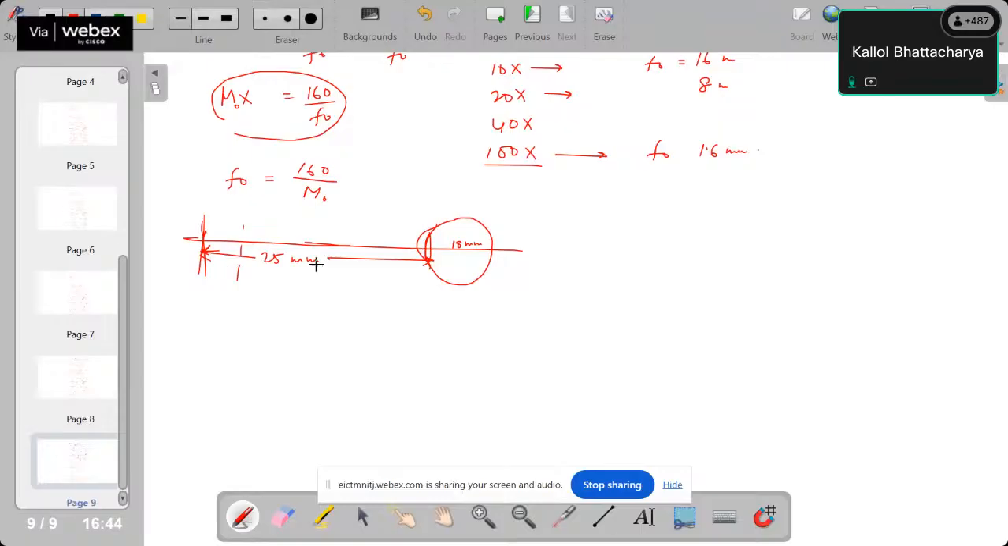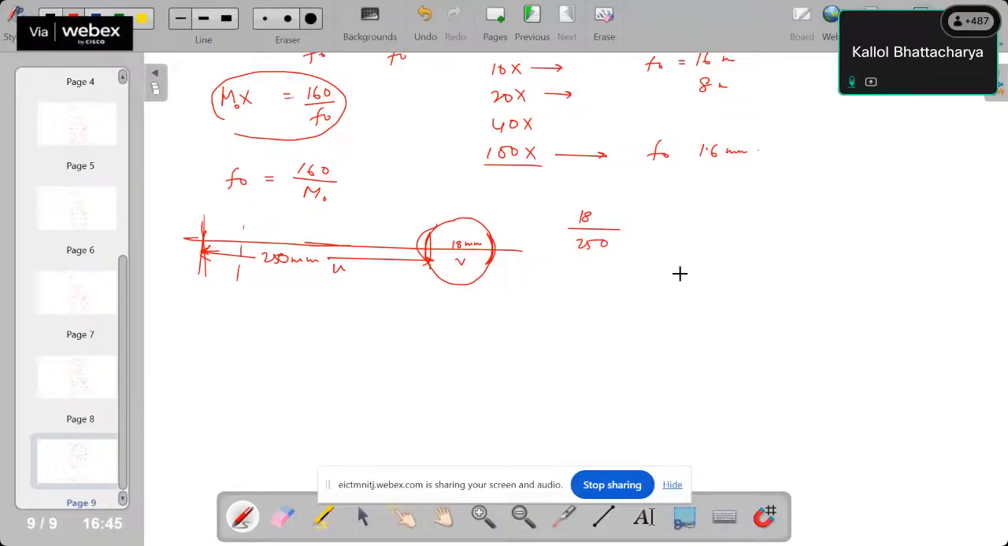Okay, so you see the object distance is 250 millimeters, not 25 centimeters. And the image is formed on the retina, which is about 18 millimeters from here. So what is the magnification? The magnification is V by U. So this is your V, this is your U. So it's about 18 by 250.